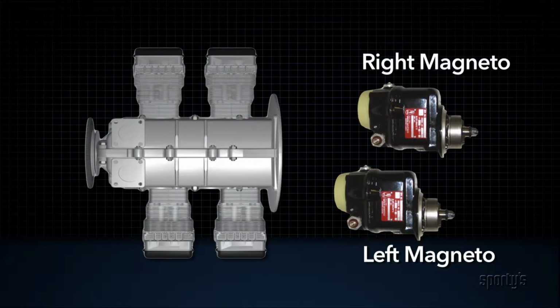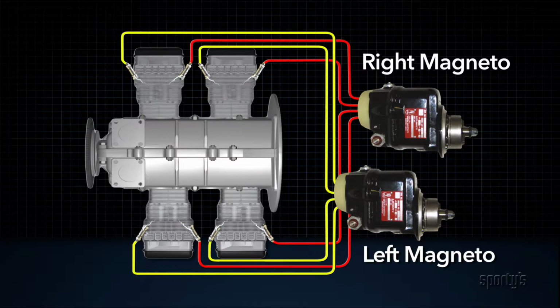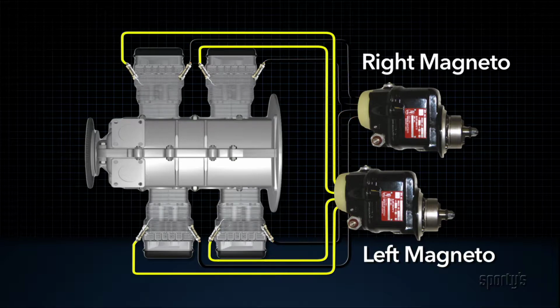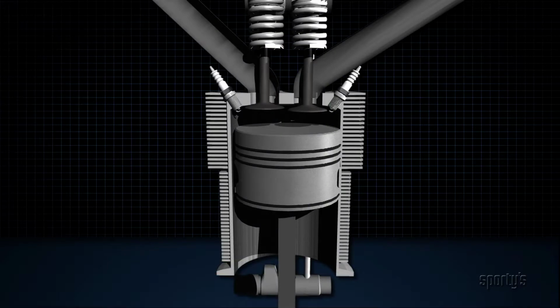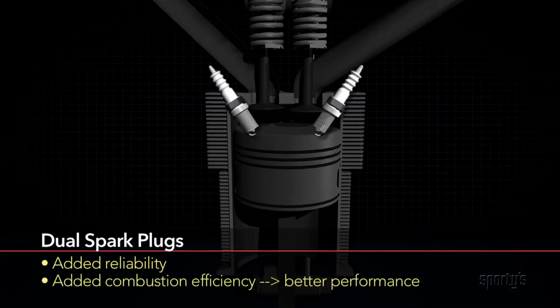As you saw before, each cylinder has 2 spark plugs, and each spark plug is energized by a different magneto. The advantage is safety. If one magneto fails, the engine will continue to run on the other magneto. 2 spark plugs in each cylinder also makes the combustion of the fuel-air mixture more efficient, resulting in improved performance.